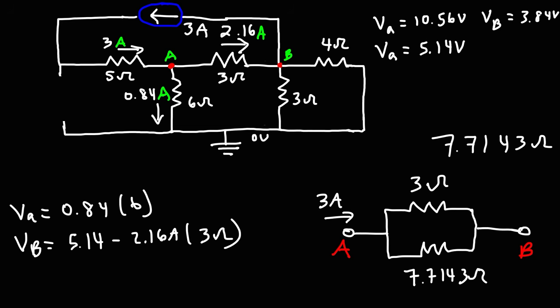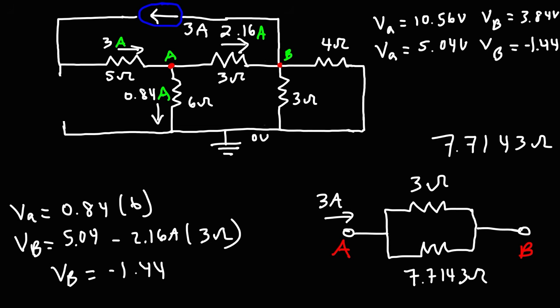And I made a mistake. This shouldn't be 5.14. That should be 5.04. 0.84 times 6 is 5.04. I'm not sure why I added the 1. But 5.04 minus 2.16 times 3 gives us the potential at B, which is negative 1.44 volts.